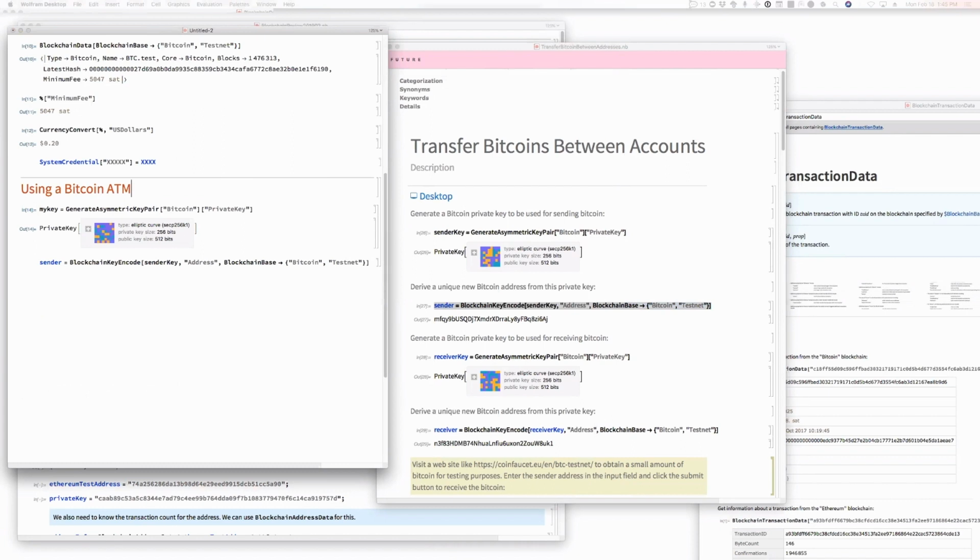Actually, there's a notebook I sent you about using a Bitcoin ATM. Okay, well, let me see if I can figure it out for myself. Sure. So, okay.